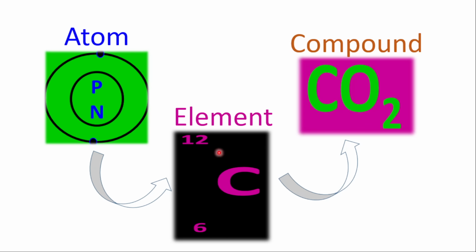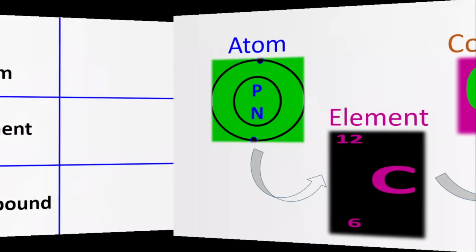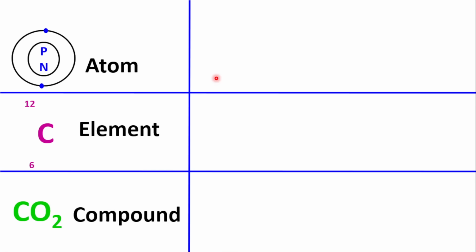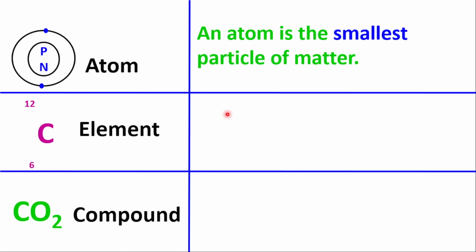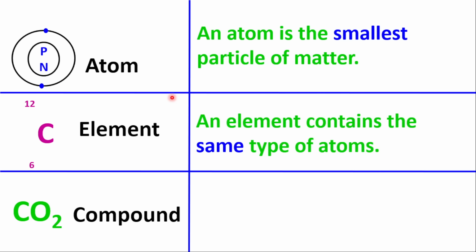We need to know the difference between atom, element, and compound. In a brief way, an atom is simply the smallest particle of matter, or anything that exists. Then we have element. An element contains the same type of atoms. That's why we normally interchange the word atom for element, because they pretty much are the same thing in terms of properties, since an element consists of the same type of atom.